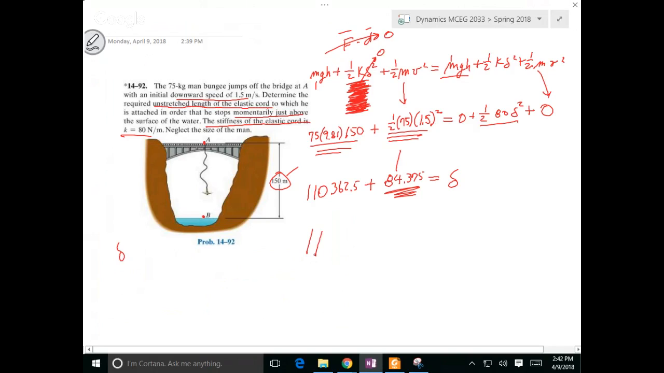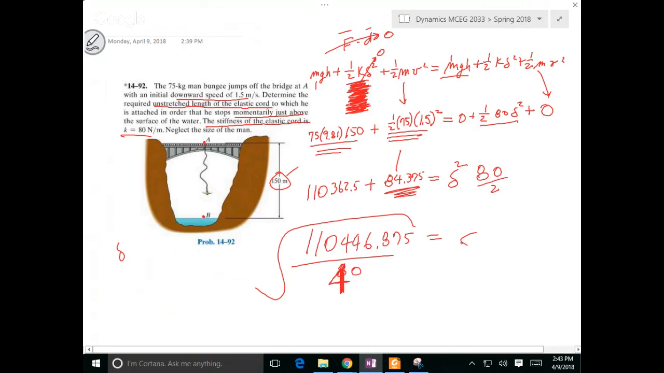Oh, I forgot that, didn't I? Yeah, so I got to get my 80 over 2 and then squared. So I got to divide that by 80 or just divide it by 40. How about that? Divide that by 40 and then square root it. 52, 52.50, 55.